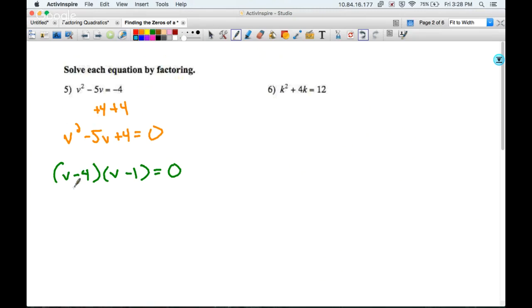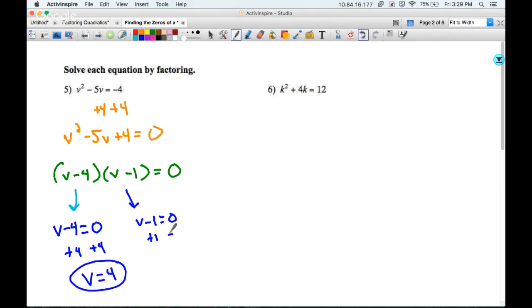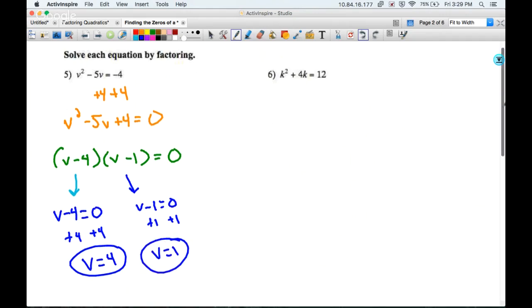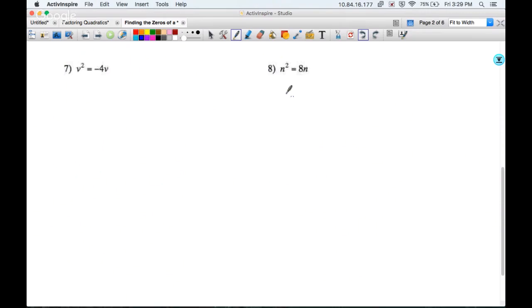Now, I set them each individually equal to 0. This is that zero product property, which states that when I'm multiplying things, if one of those things is 0, then the whole thing will be 0. And since I've got a 0 over here, that'll make the equation true. So v minus 4 equals 0. V minus 1 equals 0. Add 4. V equals 4. Circle that. Add 1. V equals 1. Circle that. The next one I want to do is problem 8.